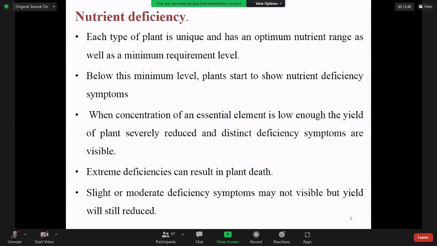And nutrient deficiency. Anyone? What is nutrient deficiency? Lack of nutrients. Yes, good. How can you identify whether a plant has a lack of nutrients or an excess of nutrients? Excess of nutrients is called as... Anyone? Lack of nutrients is deficiency. Excess of nutrients.